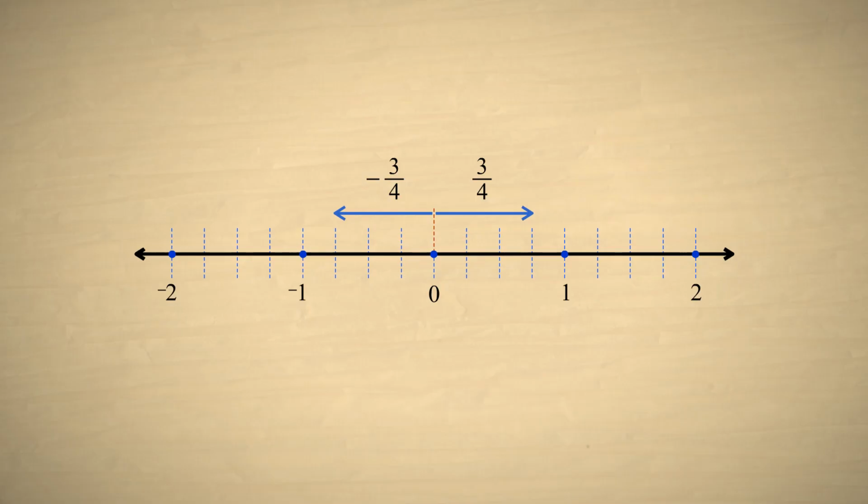An easy way to spot a proper fraction is that the absolute value of its numerator is less than the absolute value of its denominator. Likewise, an improper fraction is a fraction whose numerator has an absolute value greater than or equal to the absolute value of its denominator.